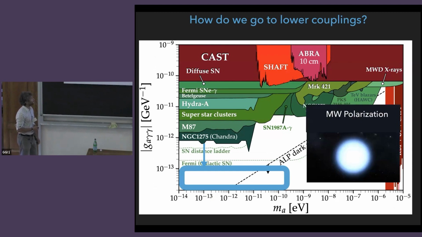So I talked about magnetic white dwarf polarization. I said that can maybe get us to a few times 10 to the minus 13 inverse GeV going into the future, but that's probably where that's going to bottom out. So what else can we do?